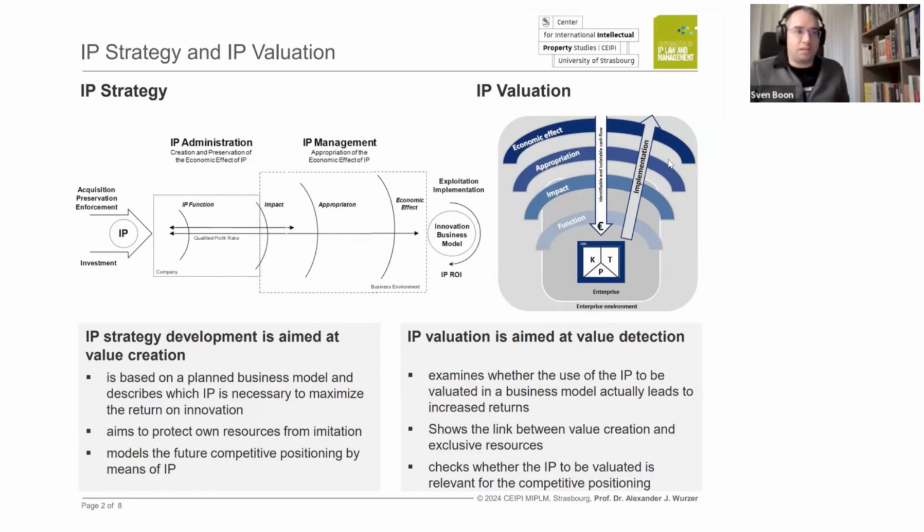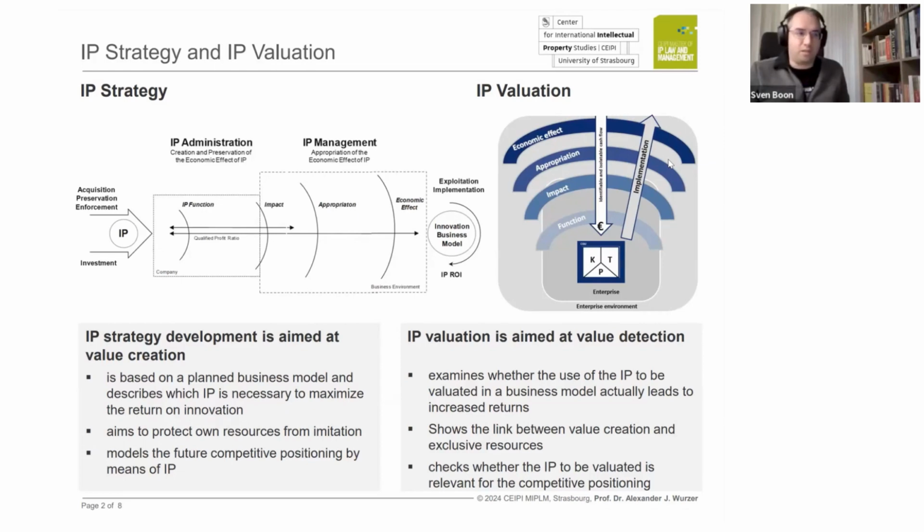Slightly more in detail, the IP strategy will, based on a business model and the related desired economic effects, optimize the return of innovation, also the appropriation of innovation rents, if you like, by deciding for a given appropriation regime, which impacts you want to make through which IPR functions. This is looking at the future to define a strategic gap between where we are and where we want to be positioned in the future through IP.